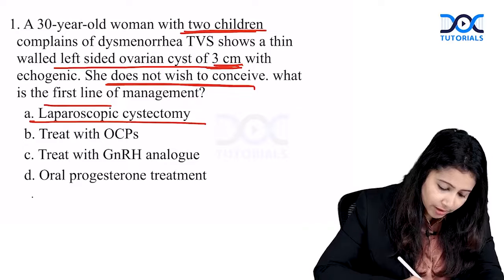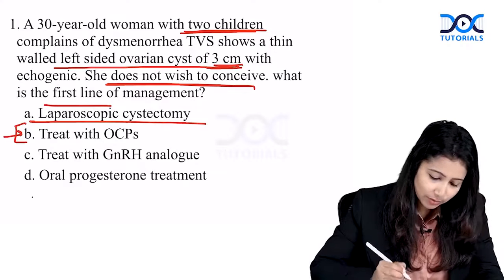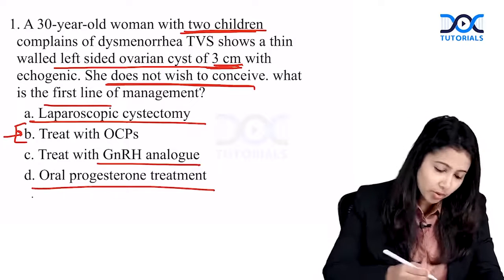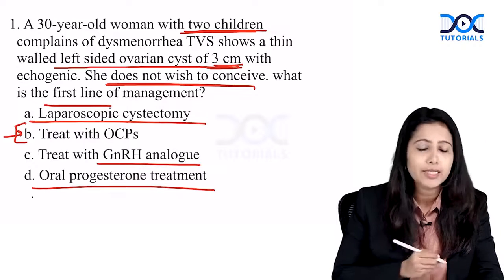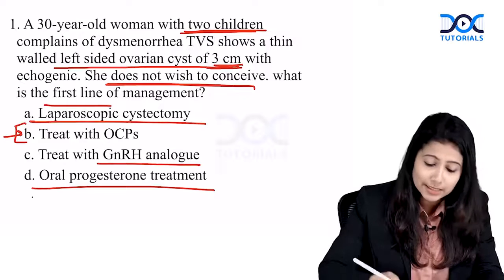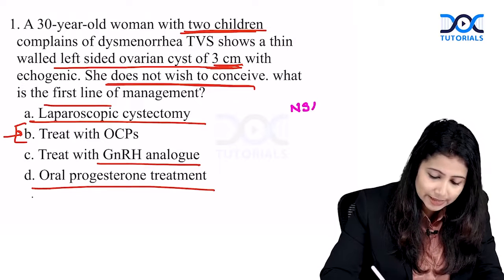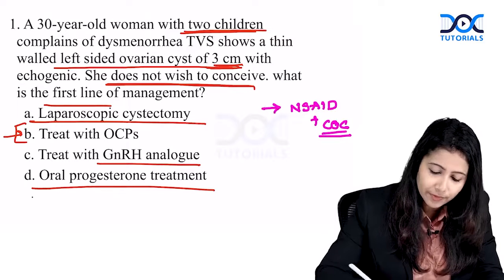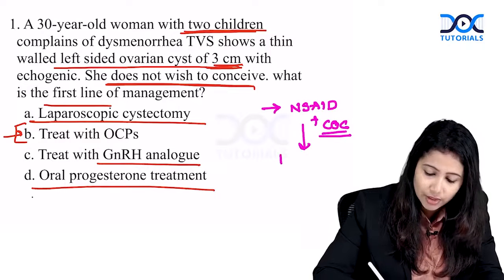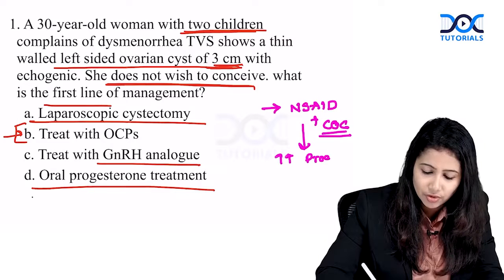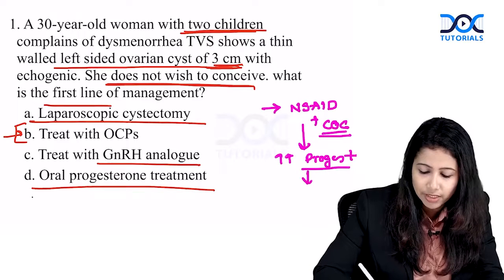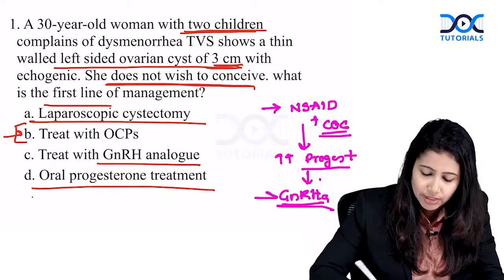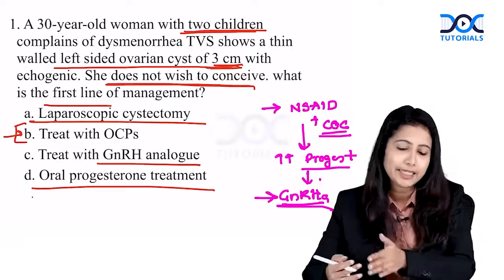Will you treat her with OCP? Let's keep that aside. Will you treat her with GnRH analog or progesterone? Her main complaint is dysmenorrhea and dyspareunia. As I told you, in mild cases, the first line is NSAIDs, along with it the COCs as well. If she is not responding, we can give her high dose of progesterone. If she is still not responding, we can go for GnRH analogs. So GnRH analogs come later in the line.